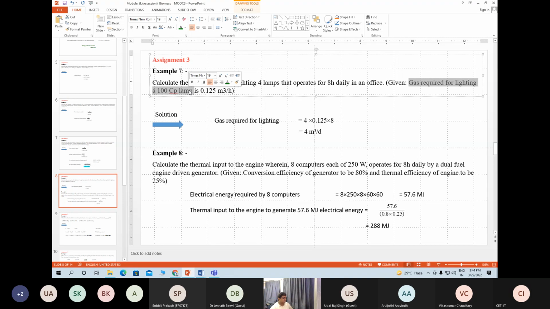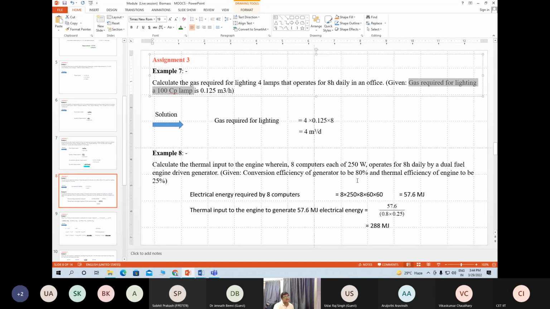Okay, so in that case, what we have to do is calculate here the thermal input which is required to the engine. So now to understand this example, if you see here, the example is mentioned as, say for example, the electrical energy which is required for 8 computers. As we know, there are 8 computers, each requiring power of 250 watt, right? And 8 hours a day.